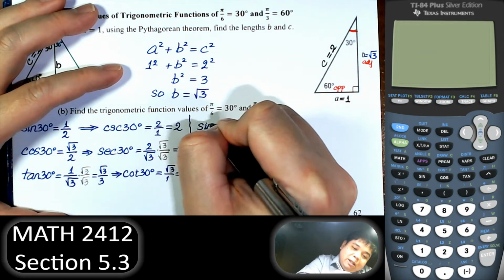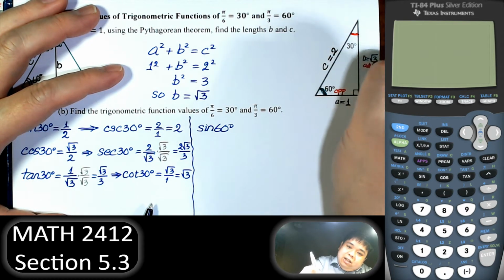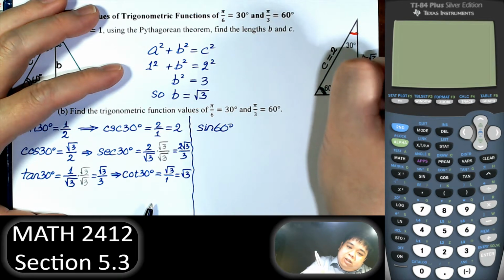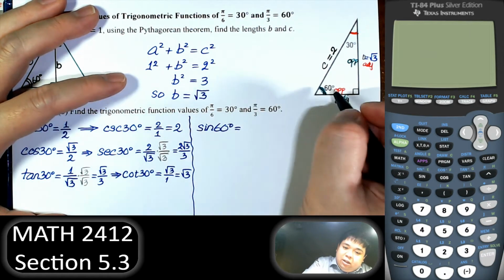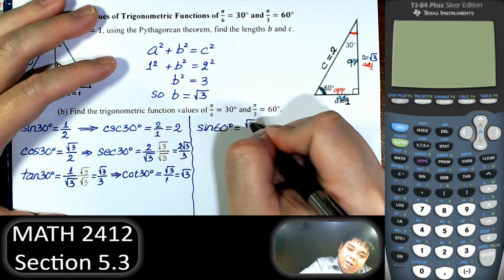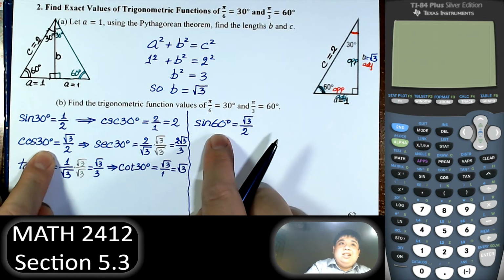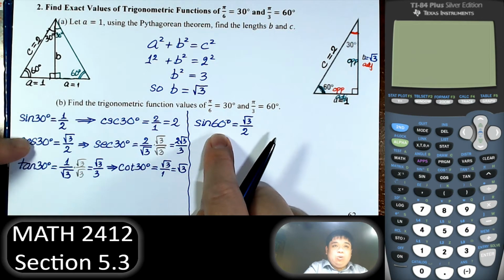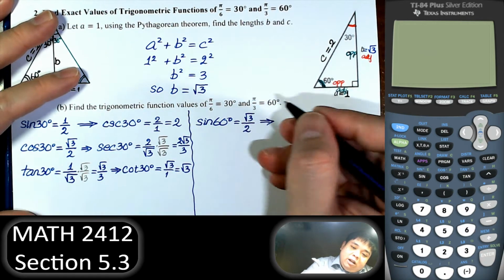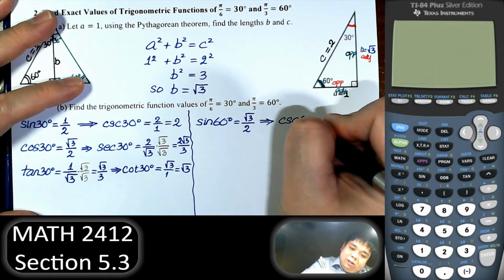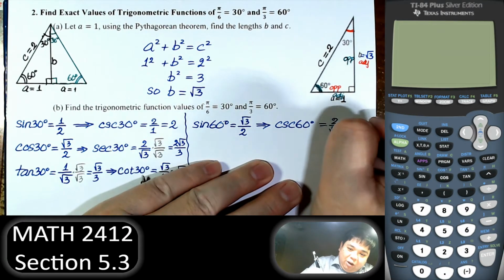So sine of 60 degrees. Now with respect to this angle, this is opposite to that angle, and this is adjacent to it. So sine of 60 degrees is opposite over hypotenuse. We see cosine and sine being co-functions of each other, 30 and 60 complementary angles. So we can go from sine 60 to cosine 30. They should be equal. And then reciprocal of sine is cosecant. Once again, rationalize the denominator.